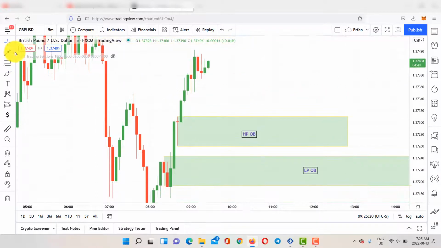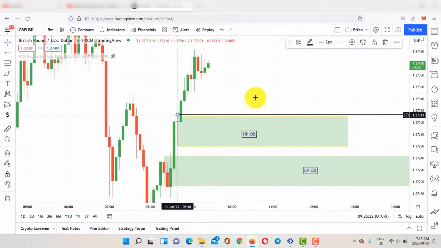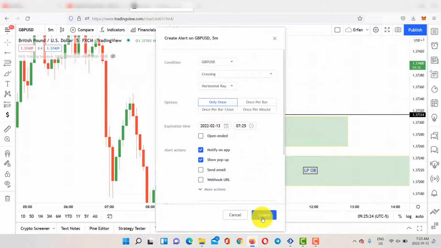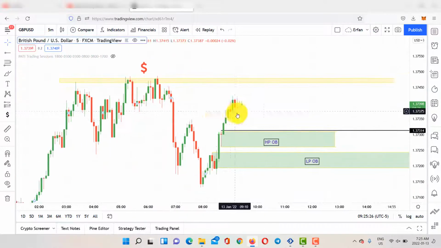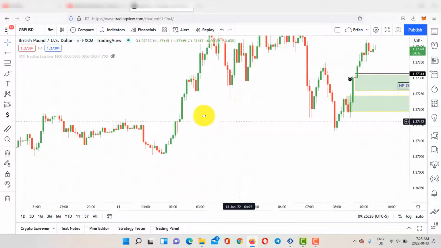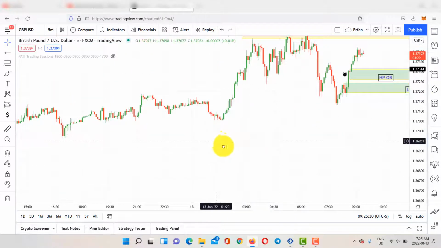So what I'm going to do right now, I'm going to put a horizontal ray right here. I'm going to turn on the alarm, so whenever the price reaches this level, I get notified really fast, and then we can take this trade.